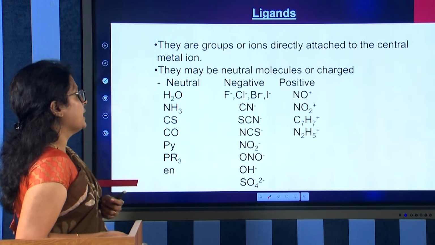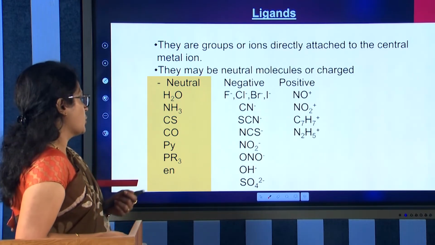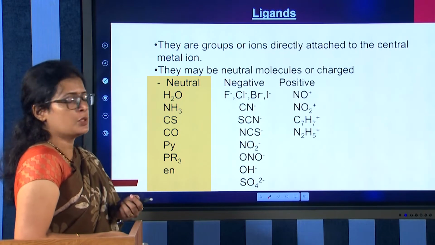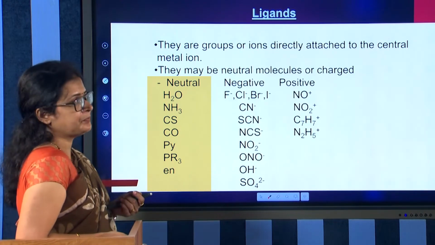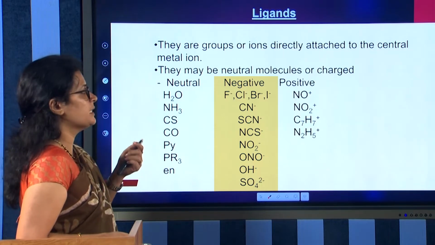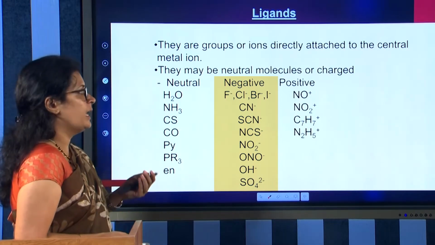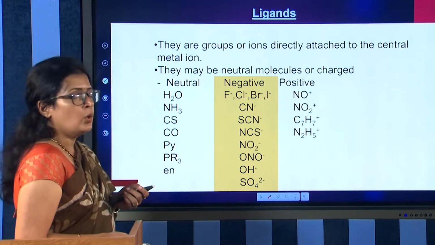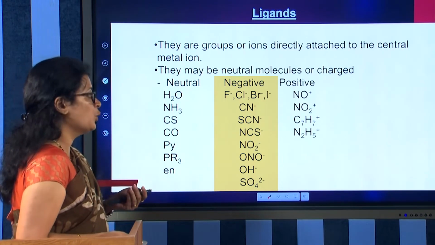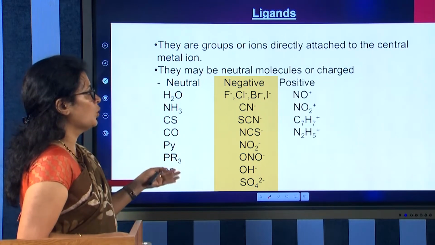Neutral ligands, for example: water, H2O, is a neutral ligand, the NH3 molecule is a neutral ligand, CS is a neutral ligand, CO is neutral, py means pyridine, PR3 means trialkyl phosphine, en means ethylenediamine. And coming to the negatively charged ligands: F minus, Cl minus, Br minus, I minus, all these together we call halogens. So, halogens are negatively charged ligands. The cyanide ligand, CN minus, is a negatively charged ligand, as are SCN minus, NCS minus, NO2 minus, ONO minus; all these carry a negative charge. That is why they are grouped as negatively charged ligands.